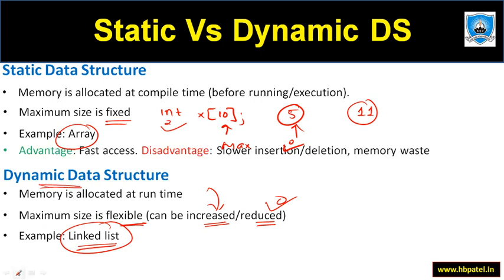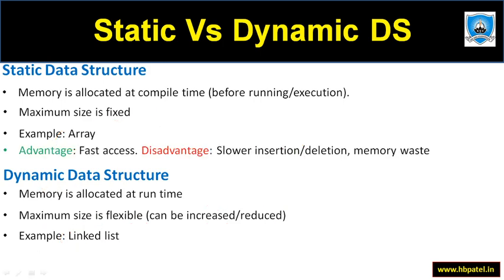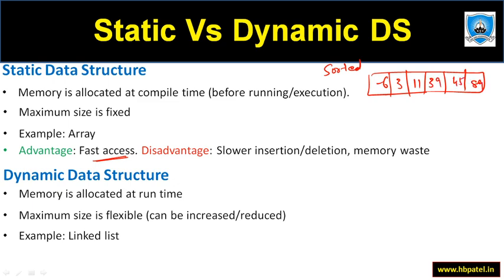There are some advantages and disadvantages of both of them. In the case of static memory allocation, access is very fast. We know that accessing an array element is very fast, but at the same time, insertion is a problem. For example, we have an array like this, a sorted array: -6, 3, 11, 39, 45 and 89.